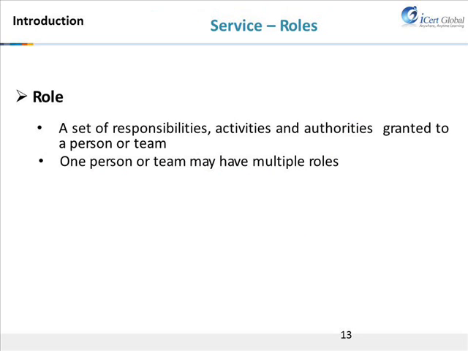Service Roles. A role is a set of responsibilities, activities and authorities granted to a person or team. A role is defined in a process or function. One person or team may have multiple roles.